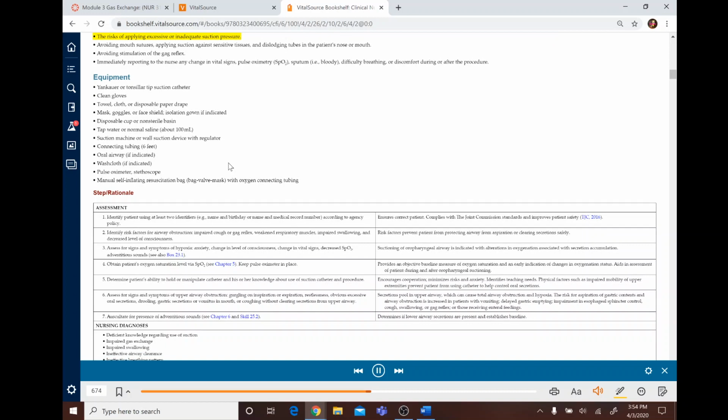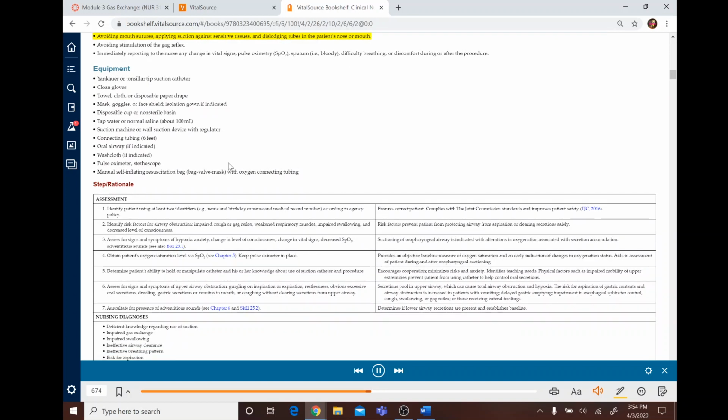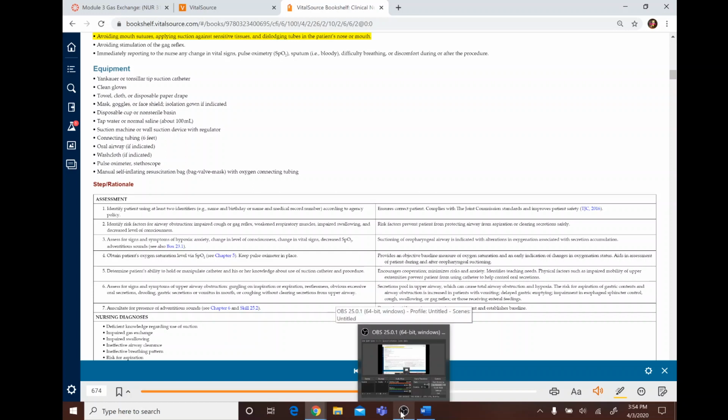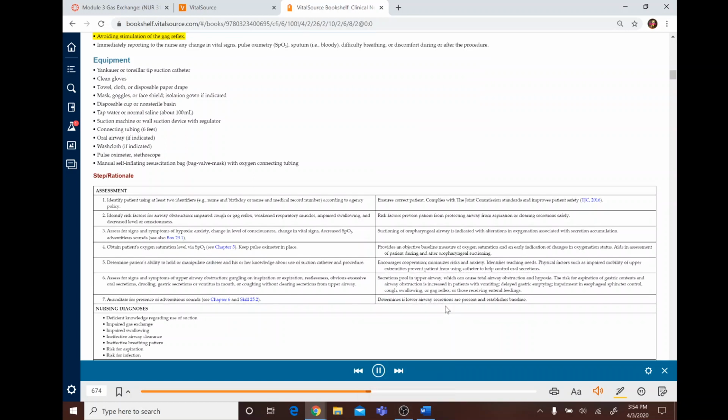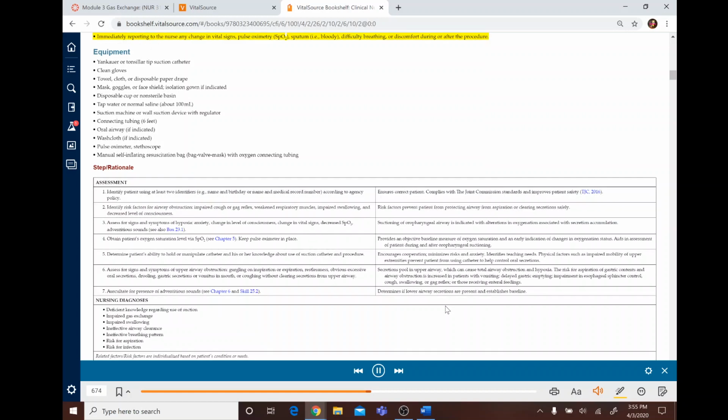The risks of applying excessive or inadequate suction pressure. Avoiding mouth sutures, applying suction against sensitive tissues, and dislodging tubes in the patient's nose or mouth. Avoiding stimulation of the gag reflex. Immediately reporting to the nurse any change in vital signs, pulse oximetry (SpO2), sputum, for example bloody, difficulty breathing, or discomfort during or after the procedure.